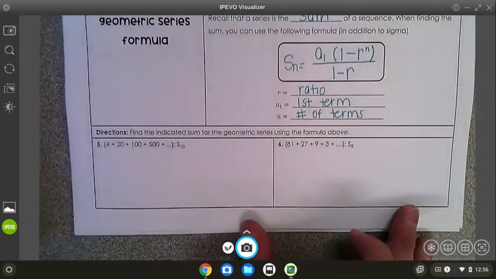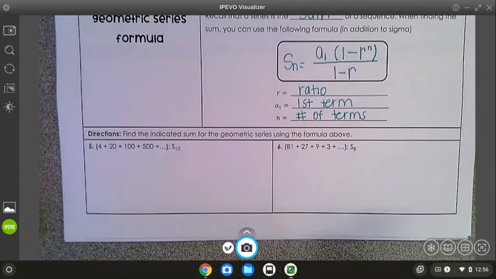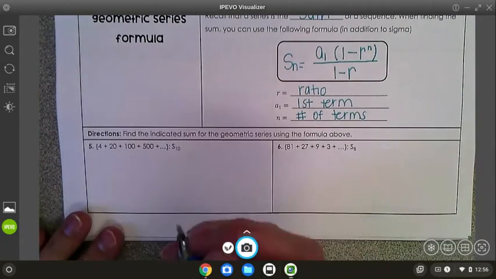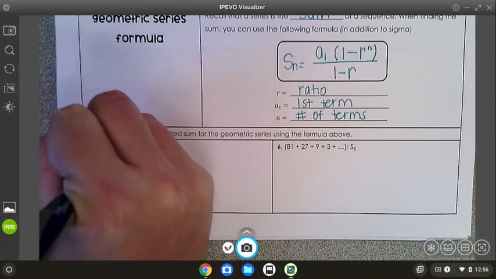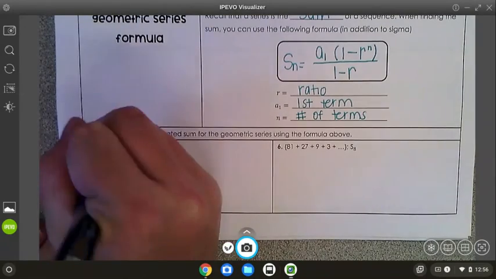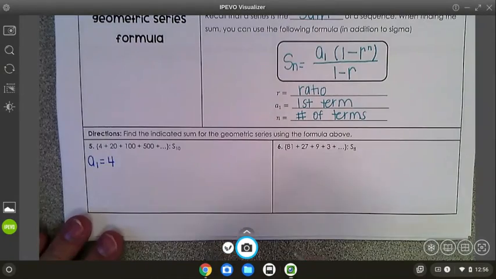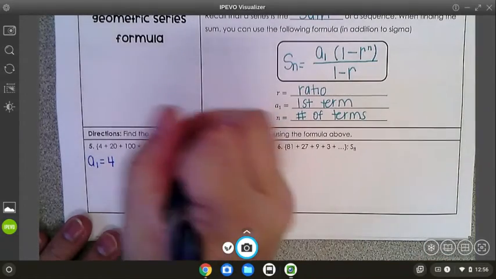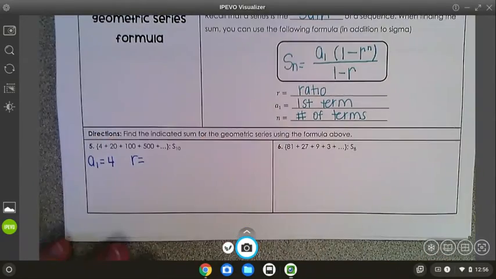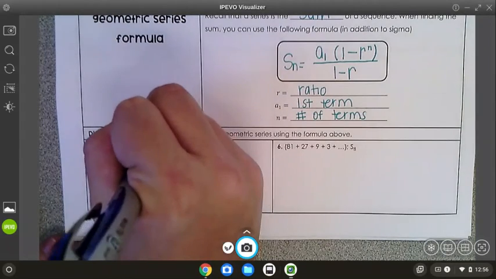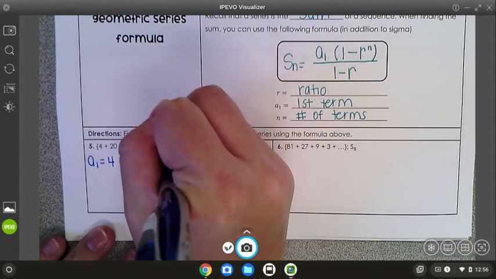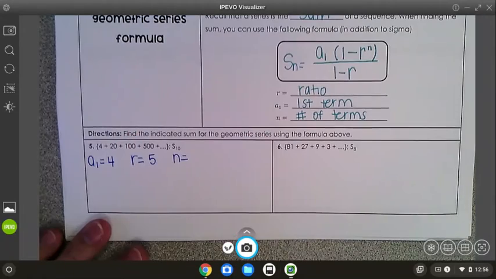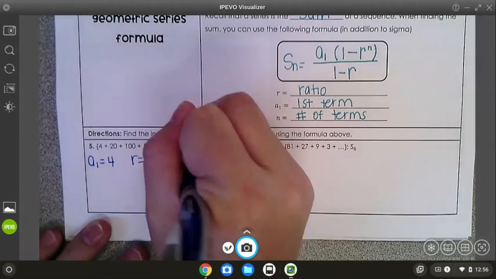So let's do an example. What is my A1? 4. What is my R? 5. And what is my N? 10.